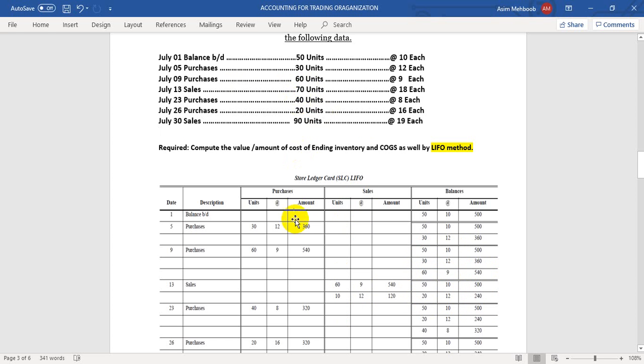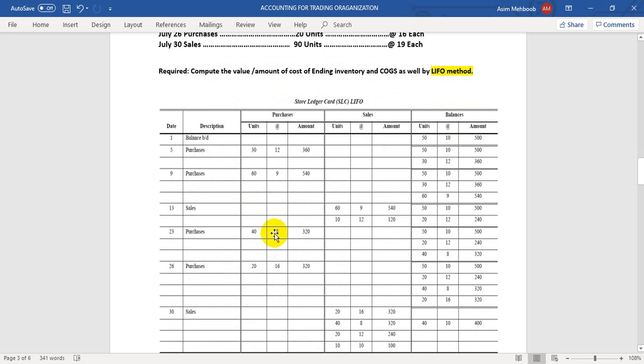Then you purchase 40 and 20. Now you purchase 40 units here, 20 units here. So first you copy the remaining inventory, these two types of inventory. Whatever you just bought, you will keep underneath. Same method as in FIFO.